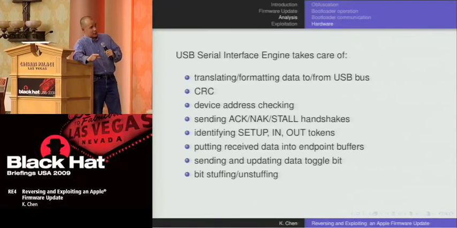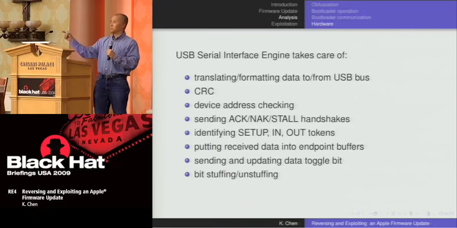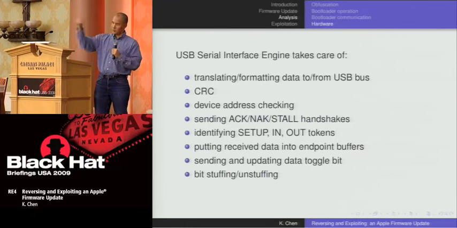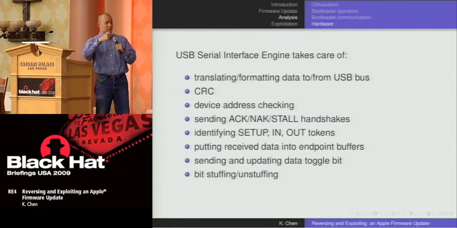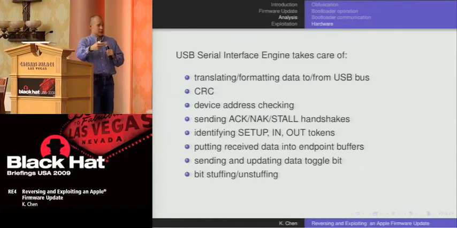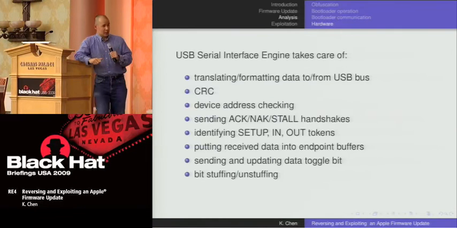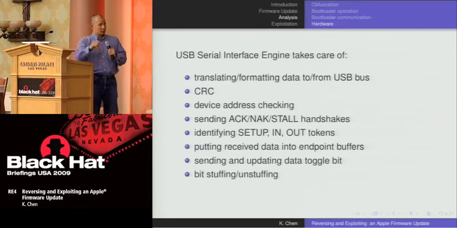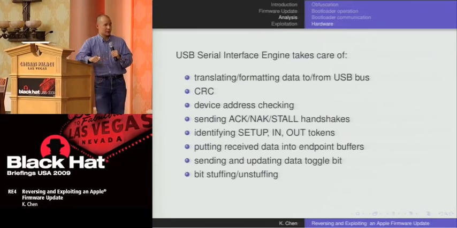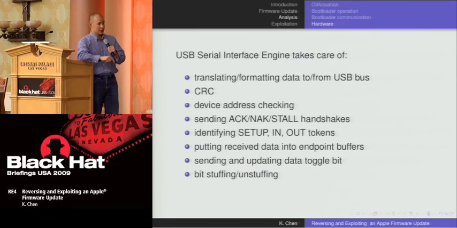The device address checking: in USB you have 7-bit device addresses. So there's a register where you have that, and whenever data comes in, it only gives you the stuff that's for your device, the address that's set during enumeration. And then the third part of a USB transfer, you have to do handshakes. The serial interface engine takes care of that for us.